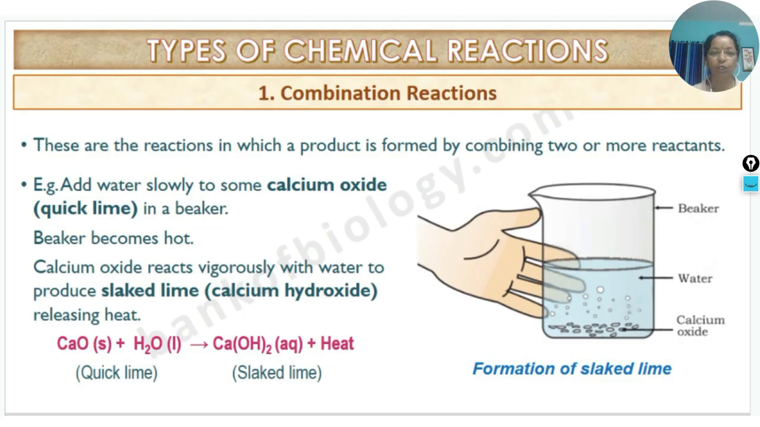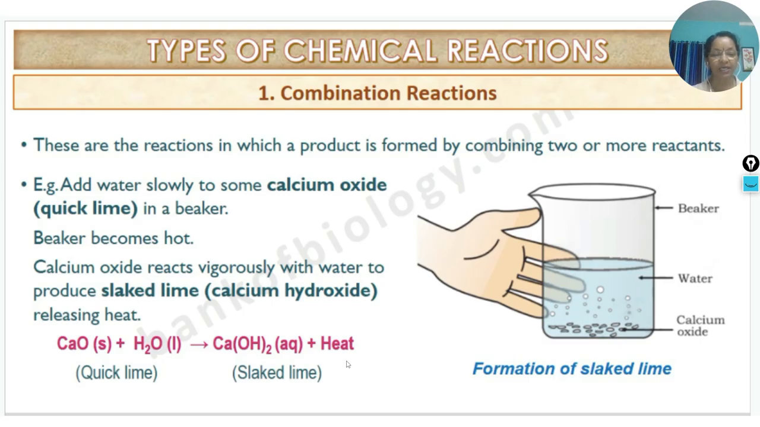The first example shown in the text is adding water to quicklime. Quicklime means calcium oxide. To that we are adding water, hot water, and we are getting slaked lime, along with the liberation of heat. So calcium oxide is combining or reacting with water to produce slaked lime, which is producing heat. A reaction in which heat is evolved is called an exothermic reaction.